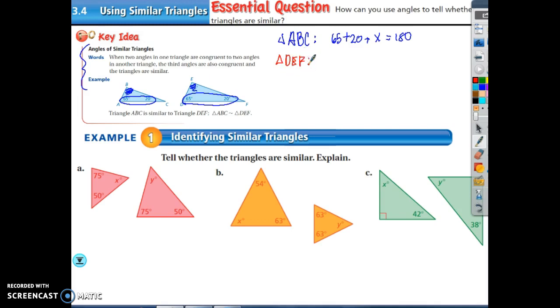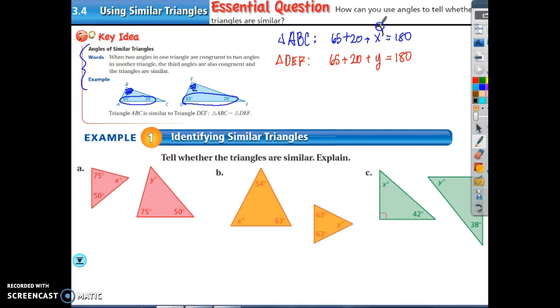I can do the same thing. The first angle is 65 degrees plus the second angle of 20 plus some other value for that third angle is going to equal 180 degrees. Now, if you look at these two equations, you can see that the only difference I have is what I called that third angle. In the first triangle, ABC, I called it X. The second triangle, DEF, I called it Y. But everything else about these two is the same.